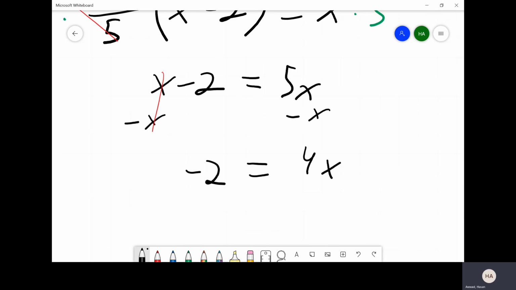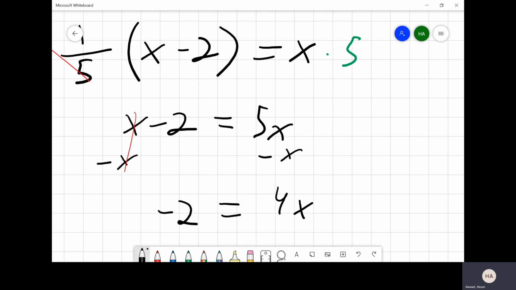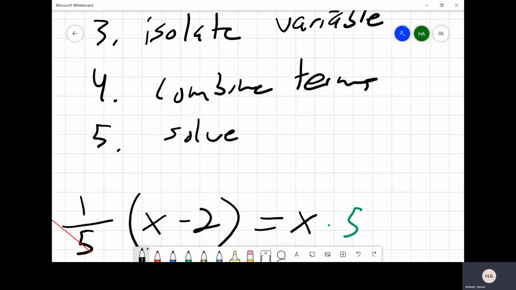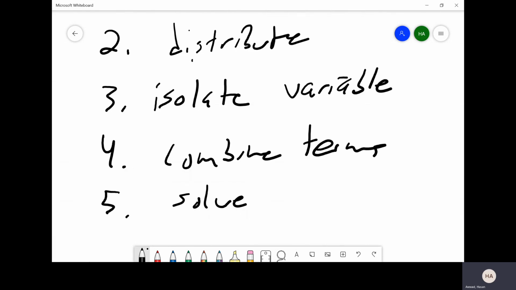And so we go back to our steps here. Combine terms. Do we have anything to combine? And we say, nope, there's absolutely nothing to combine. So this is a pretty easy case. We skipped step 2 and we skipped step 4 because they were not applicable. But now we're at step 5, which is solve, right?